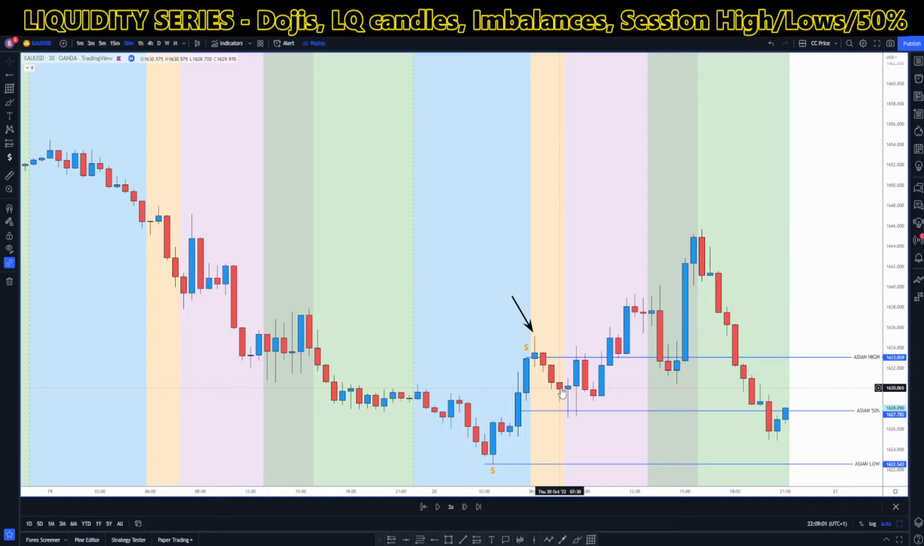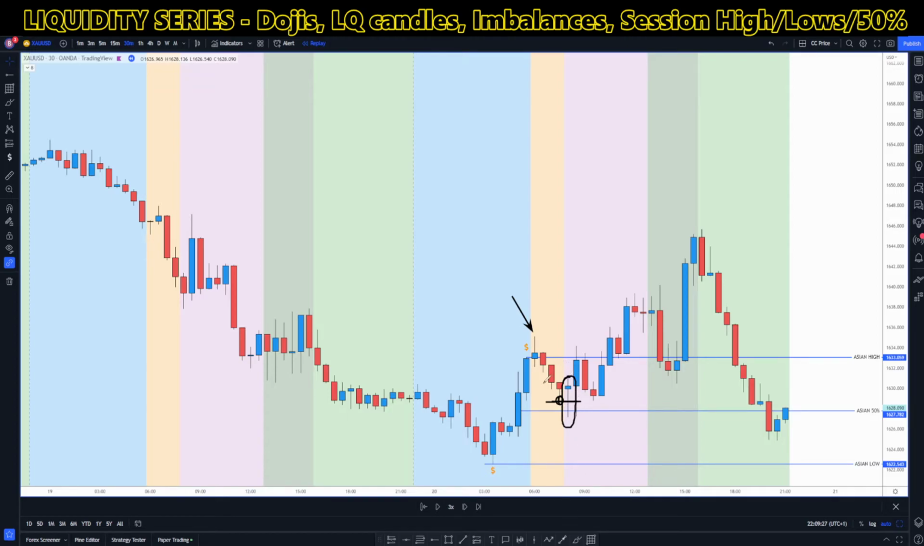We often get a pre-London pullback. It's taken the Asian high, it's pulled back, and then here was the low of the euro, the pre-London, okay, the euro open. London session, then what it does is it takes the euro low and then forms a rejection candle.